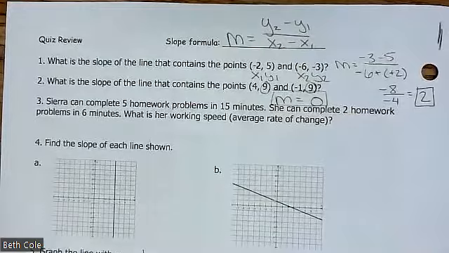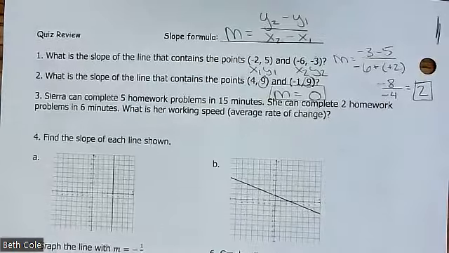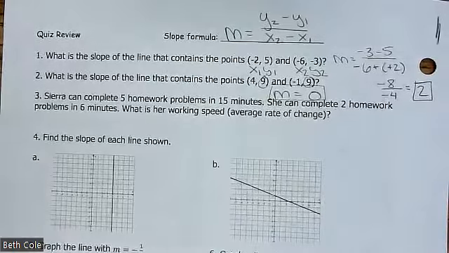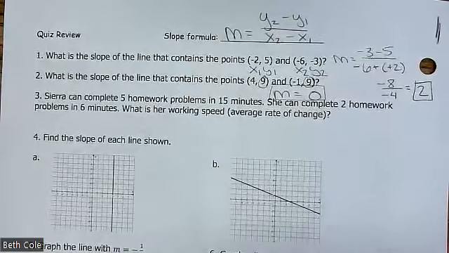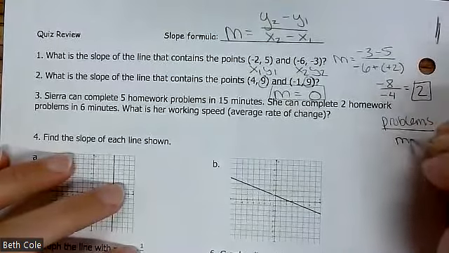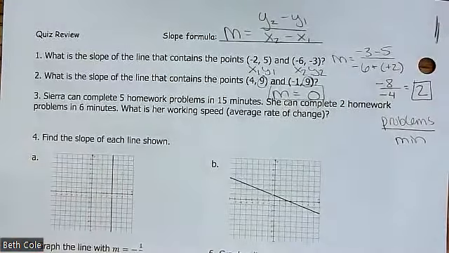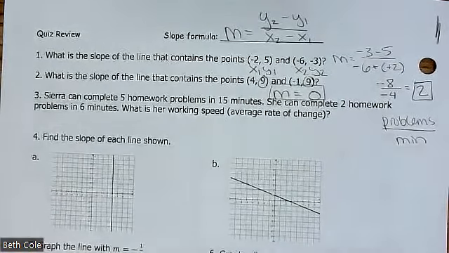All right, Sierra can complete 5 homework problems in 15 minutes. She can do 2 homework problems in 6 minutes. Would you say problems per minute, or would you say minutes per problem? You would do problems per minute. Okay, let's write that down. You would do problems per minute. Yeah, and you can actually do this one without doing any work either if you just kind of divide them. It's set up so that you would do a slope, but here, go ahead.